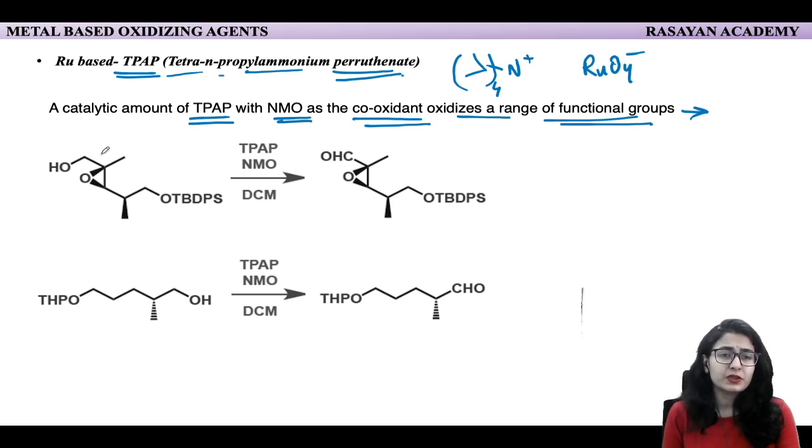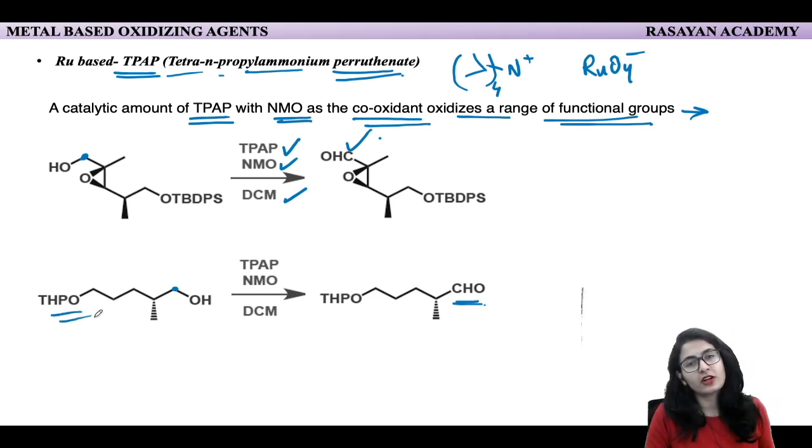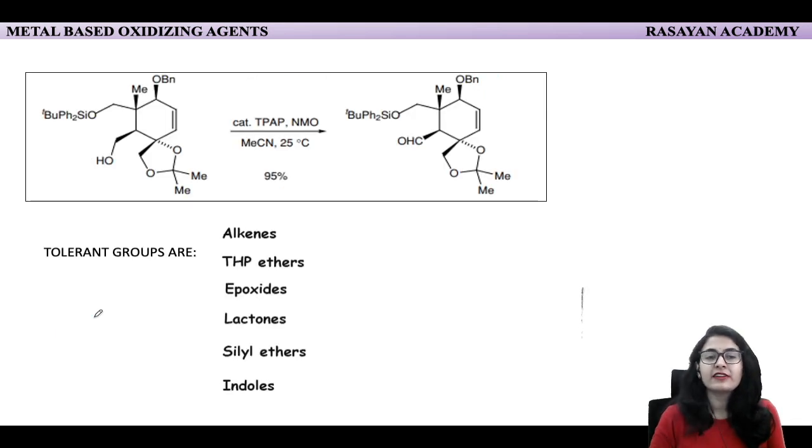Let's see over here. So this example has an epoxide as I can see, और epoxide को फिर से touch नहीं कर रहा है because TPAP, NMO, DCM, none of them has an acid. So that's why the oxidation under neutral conditions are very important. The alcohol is converted to CHO and epoxide is not touched. Similarly, this alcohol is also converted to CHO and the protected alcoholic group is not touched. So it is very tolerating in nature. Tolerating मतलब कि सहन कर रहा है, नहीं oxidize कर रहा है, that is tolerating.